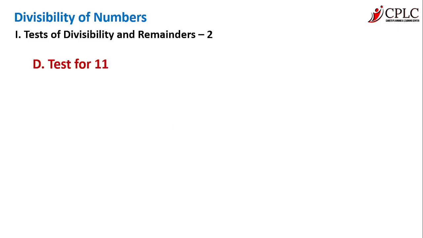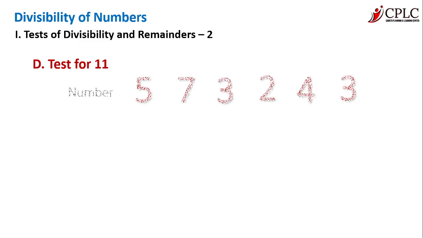Now let's talk about the next one, that is divisibility of 11. Let's consider a number, for example. So this is the number we want to check whether it is divisible by 11 or not. The simplest way to do that is you have to add the alternate digits of the number, and take the positive difference of those sums, and that positive difference should be either 0 or a multiple of 11.